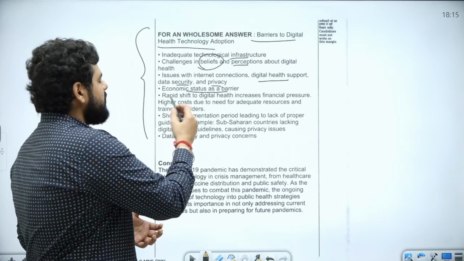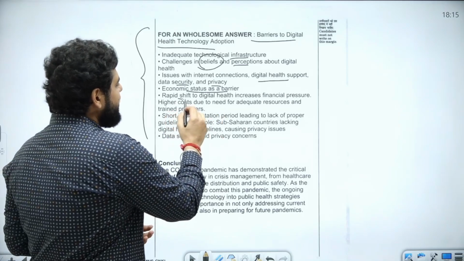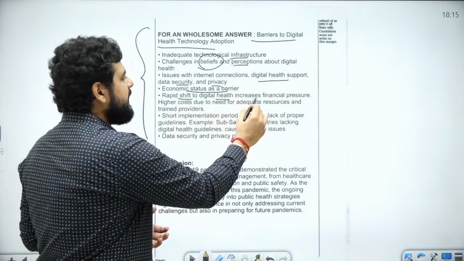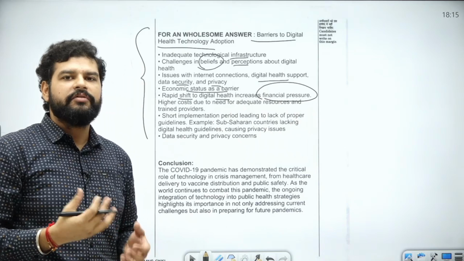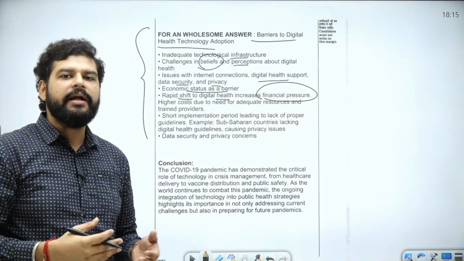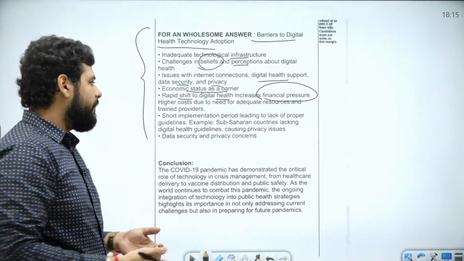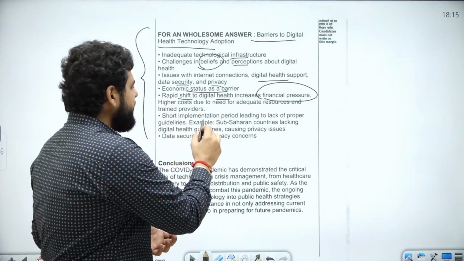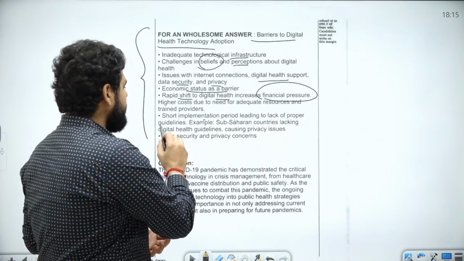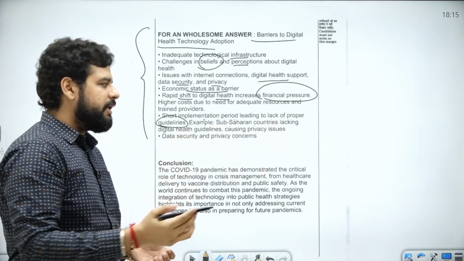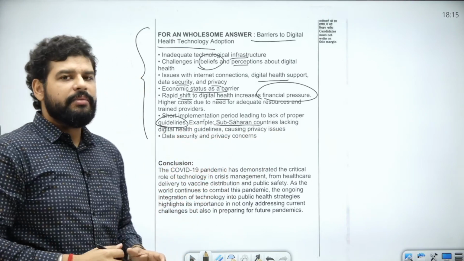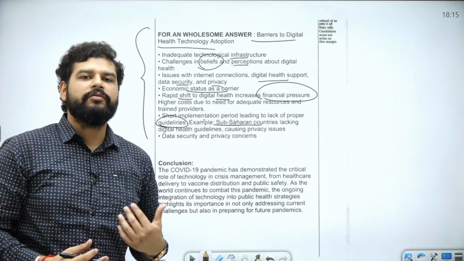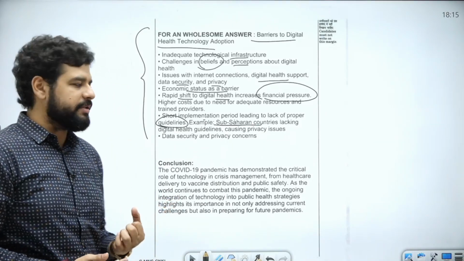Such people, right? Next is rapid shift to digital health, right? It increases financial pressure. Now this financial pressure falls both on the government and on the patient. Next, short implementation period led to lack of proper guidelines. Now because of which in Middle East, in sub-Saharan countries, because of the lack of guidelines, there were a lot of data theft of the users.